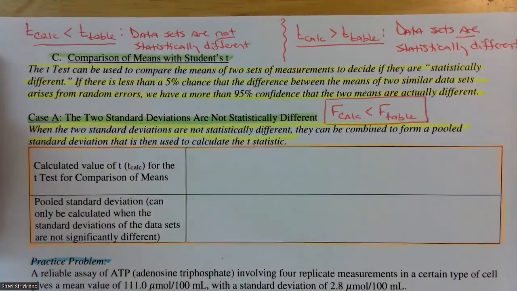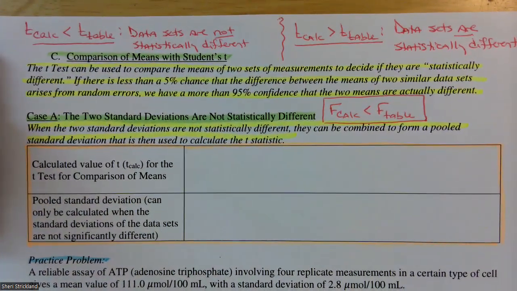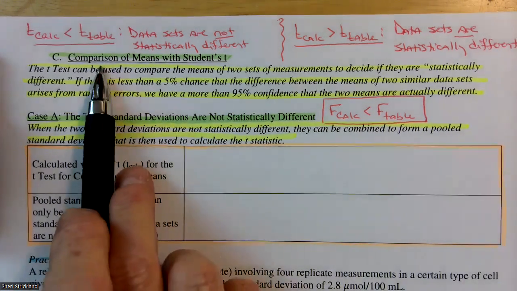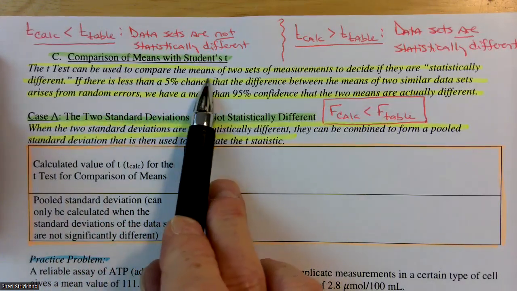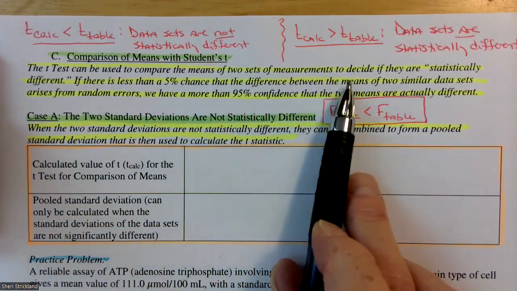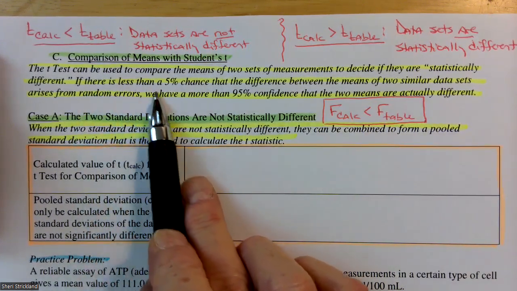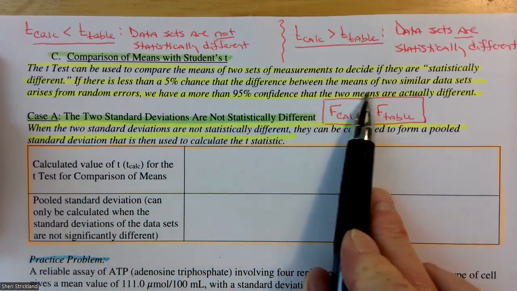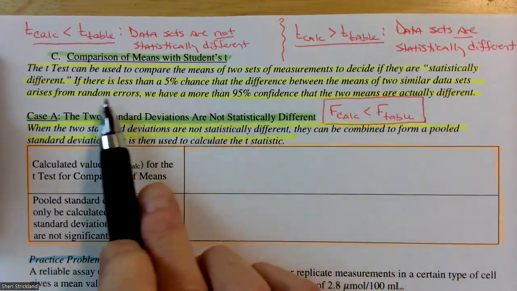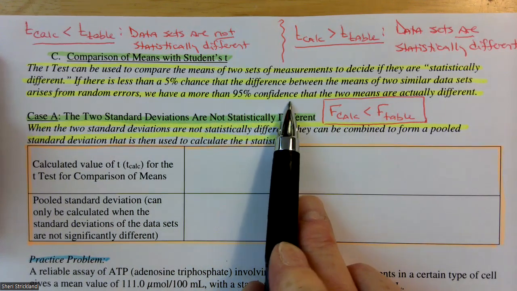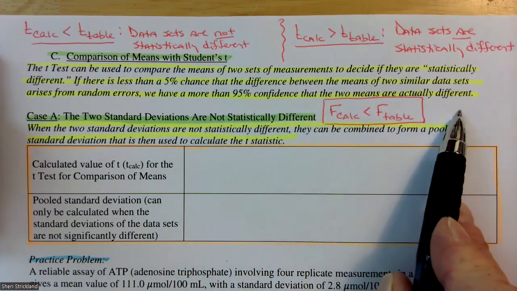Now, the t-test is the second part of the analysis that we started with the f-test. The t-test can be used to compare the means of two sets of measurements to decide if they're statistically different or not. If there is less than a 5% chance that the difference between the means of two similar data sets arises from random error, then we have more than 95% confidence that the two means are actually different.